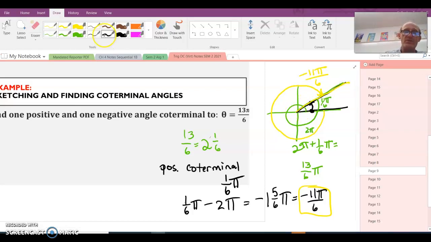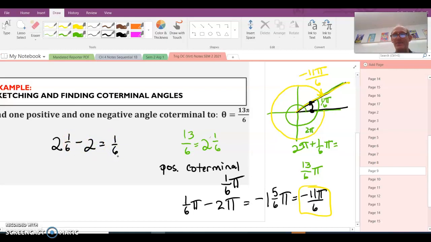Now the problem with just subtracting 2 pi in this case is you might have to do it again. Watch. You take that 2 1/6 pi minus 2 pi, and you end up with 1/6. That's still a positive angle, so you have to subtract it again. That's how you end up with negative 11/6. So you have to think about it a little bit in connection to the sketches of the angle. Okay, so let's move on.